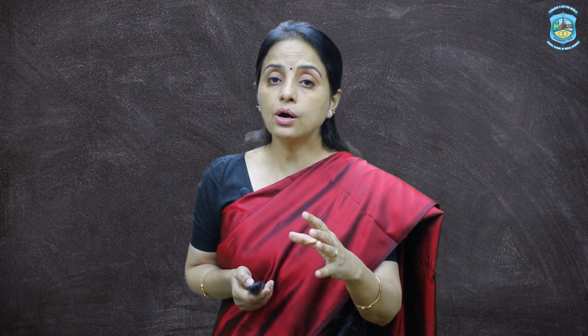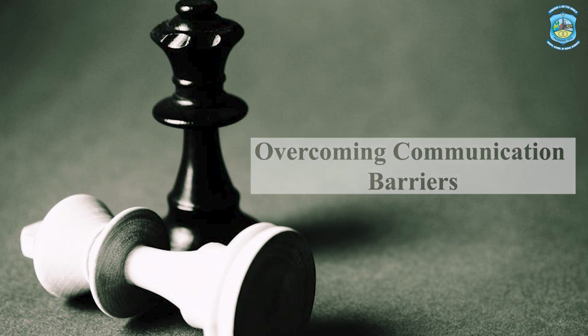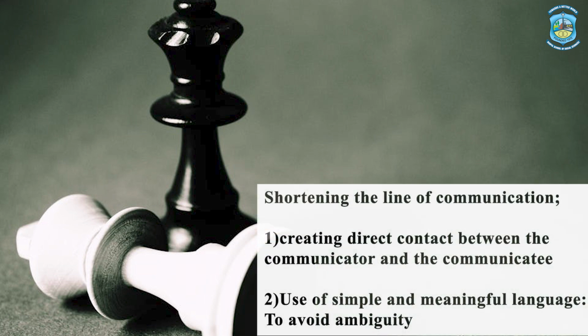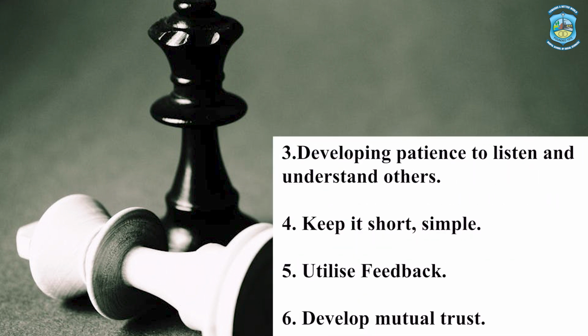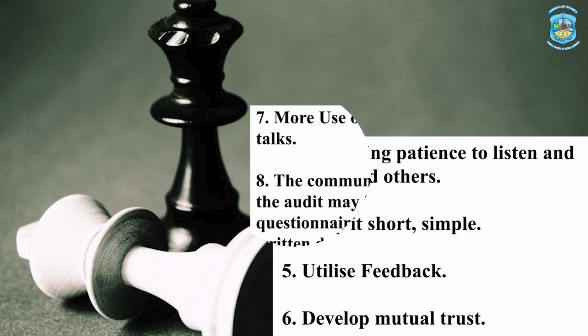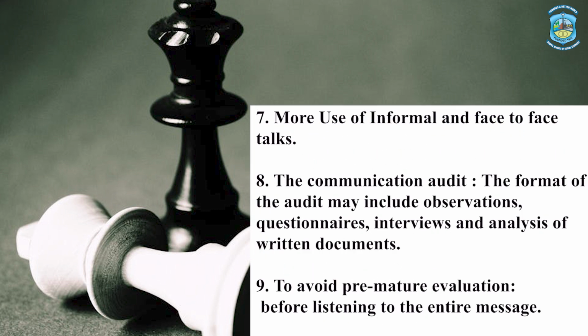Now we will be doing how to overcome these barriers. That's the most important thing. Shortening the line of communication, creating direct contact between the communicator and the communicatee, using simple language to get over the language barrier, developing patience to listen and understand others, and avoiding selective listening. Keep it short and simple. Utilize feedback. Feedback, I told you about suggestion boxes. Develop mutual trust between whom? The management as well as the workers. More use of informal and face-to-face talks.